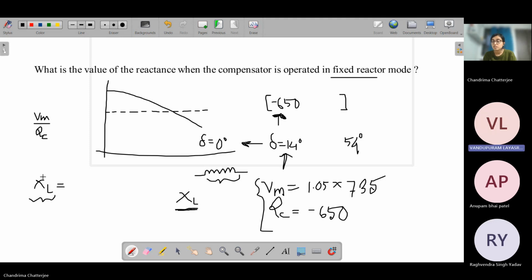We need to remove the minus sign, ma'am, because it is in fixed reactor. We will only take the magnitude. The minus sign is not required. That is fine. But if you do Vm by QC, does it give you reactance? Because this will be the dimension of some inverse of current. If you want to find out XL, it would be Vm square by QC.